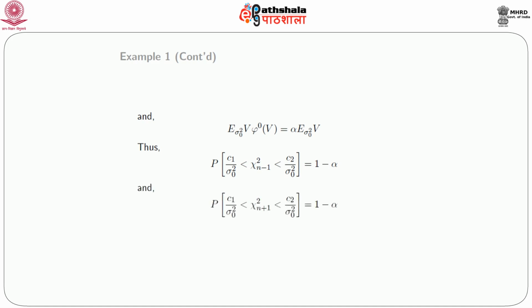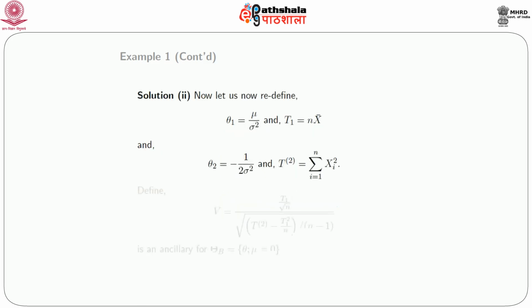And from the second condition, that is from the condition that the expectation of V φ0 equals α times the expectation of V, we get the probability that c1/σ0² is less than χ²(n+1) less than c2/σ0² equals 1 − α. Actually, we have also derived these conditions in a previous module in the case of the one parameter exponential family.